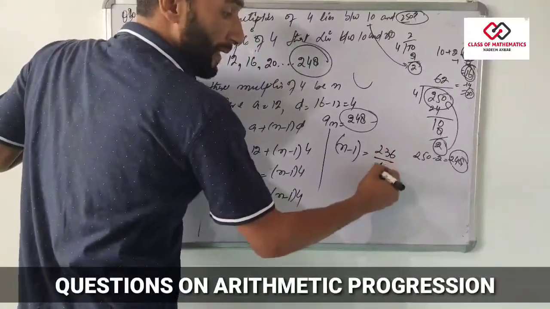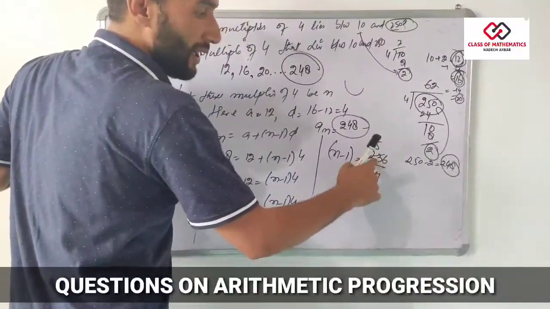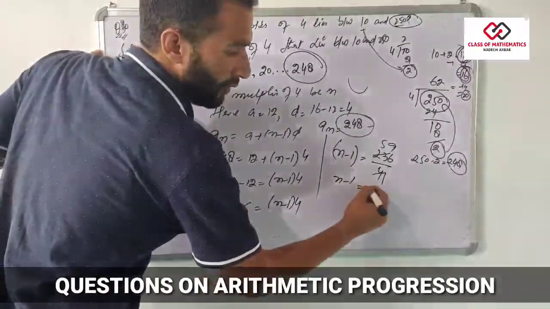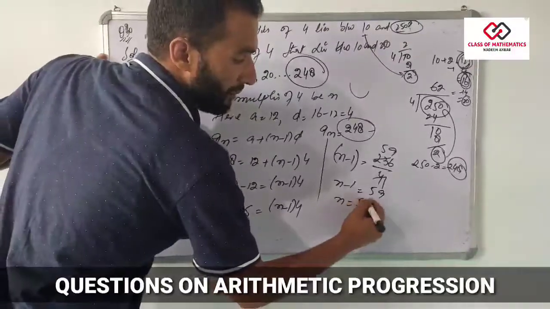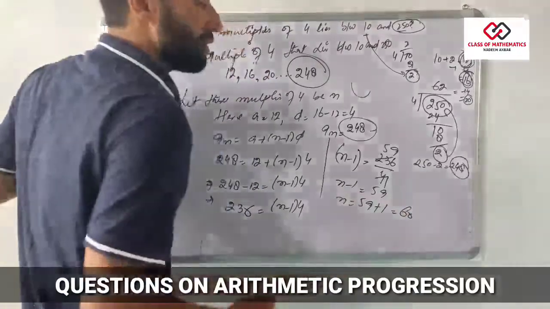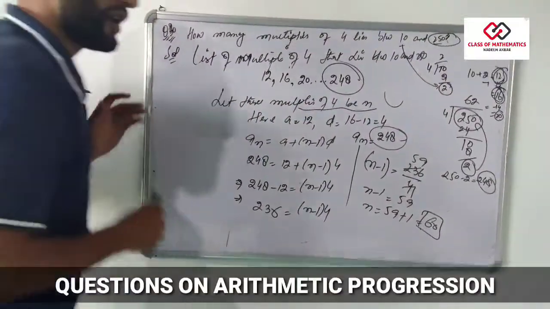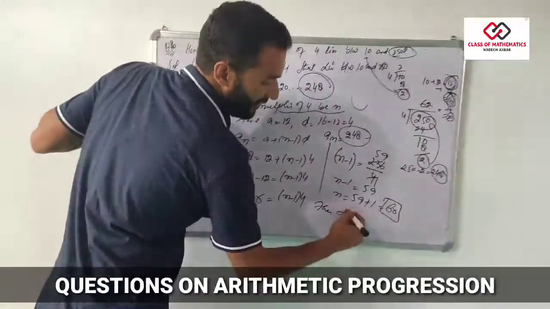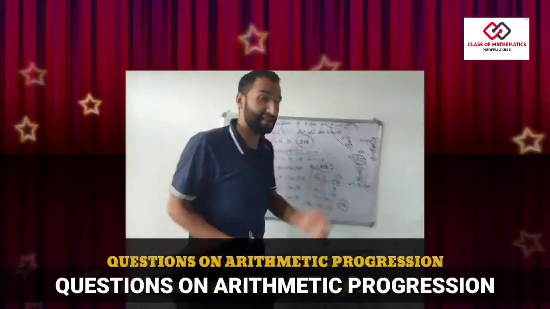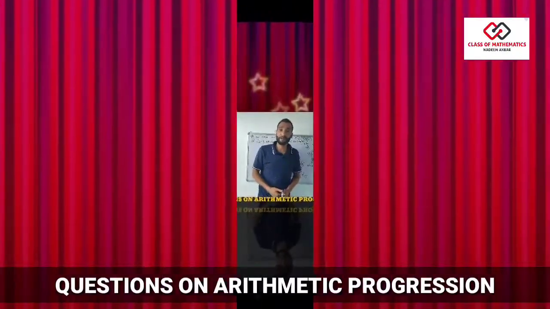236 divided by 4. 4 ones are 4. 4 fives are 20, so here 3 will come. 4 nines are 36. So n minus 1 will be equal to 59, so n will be equal to 59, and when I transfer it, it will be plus 1, so it will be equal to 60. So what did I take n to be? The multiples of 4. So there are 60 multiples of 4 that lie between 10 and 250. So in my next lecture, inshallah, we will try to solve more questions based on the nth term, or what we call the general term.